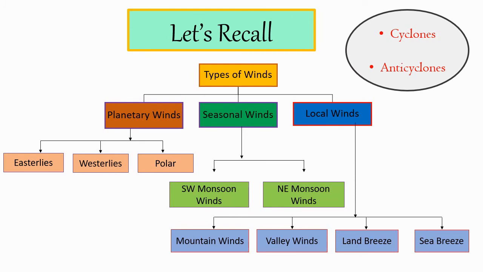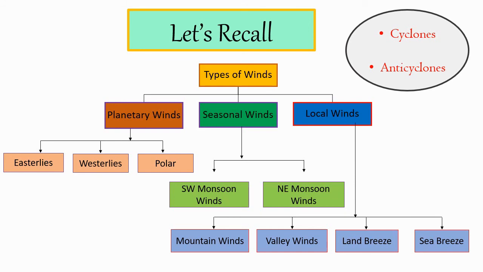Cyclones. Cyclonic conditions are created when a low pressure area is surrounded by high pressure areas. The cyclonic winds move in an anticlockwise direction in the northern hemisphere and clockwise direction in the southern hemisphere. The sky is cloudy. The velocity of wind is very high and causes rain.